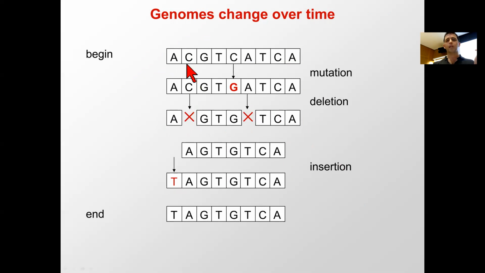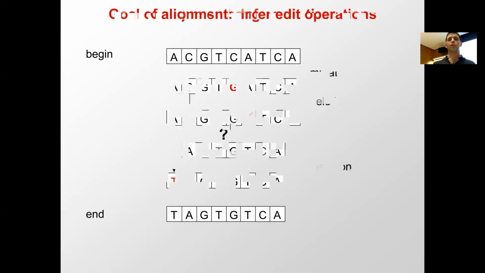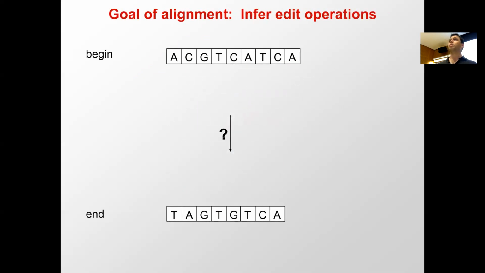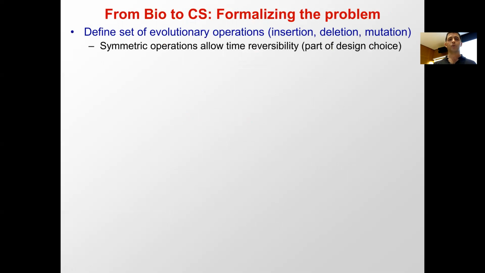So you have some beginning, you have some series of events, and then you have some endpoint. Okay? So the goal is, can we infer without the intermediate steps? How do I turn this sequence into that sequence? Okay? So we're going to look at algorithmically, how do we even define this problem? So the first is to take a biological problem and formalize it, frame it in computational terms.